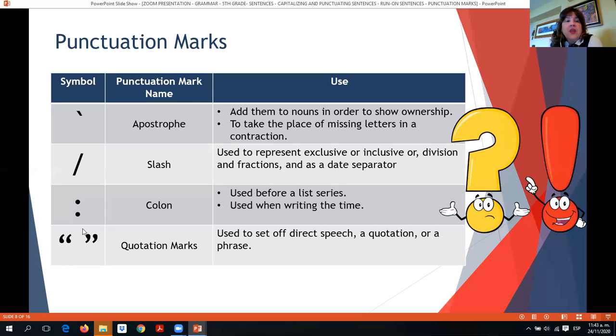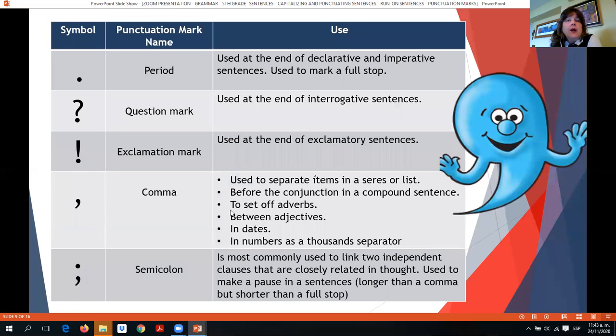That's an example. The quotation marks, they're used to set up direct speech, a quotation or a phrase. When you read a novel, for example, when one of the characters is speaking, what he says is inside quotation marks. Okay, that's setting off direct speech. Now we have the period. The period is used at the end of declarative and imperative sentences, as we saw on our first class, and is used to mark a full stop.